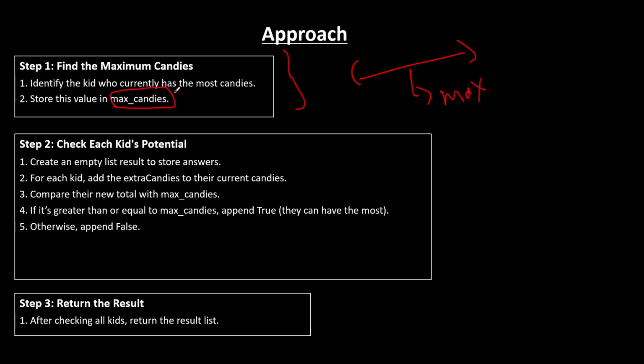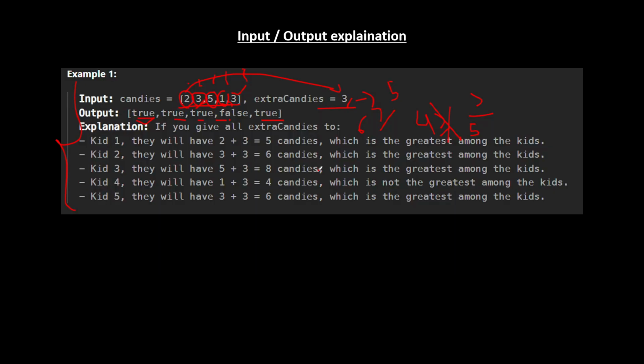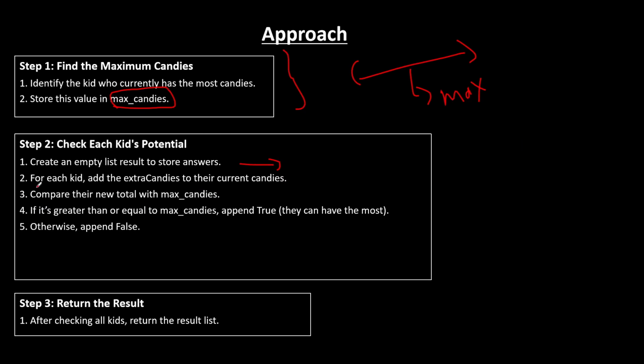Now, what would be our second step? We will create an empty list result to store the answer. Why? Because the output requires an array which contains boolean values, true or false. So for that, we will create an empty result list to store the answer.